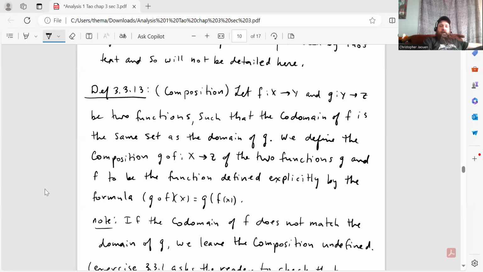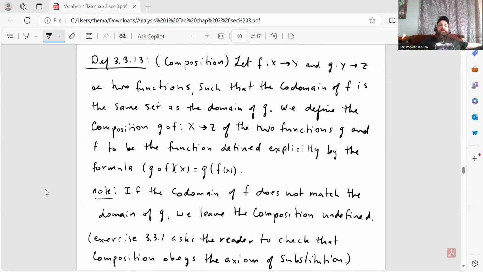Okay, next is the definition of composition of two functions, which is definition 3.3.13. Let f from X to Y and g from Y to Z be two functions such that the codomain of f is the same set as the domain of g. We define the composition g composed with f, from X to Z, to be the function defined explicitly by the formula (g∘f)(x) = g(f(x)). So in other words, you evaluate f at the input x, and then you evaluate g at the output of f evaluated at x.